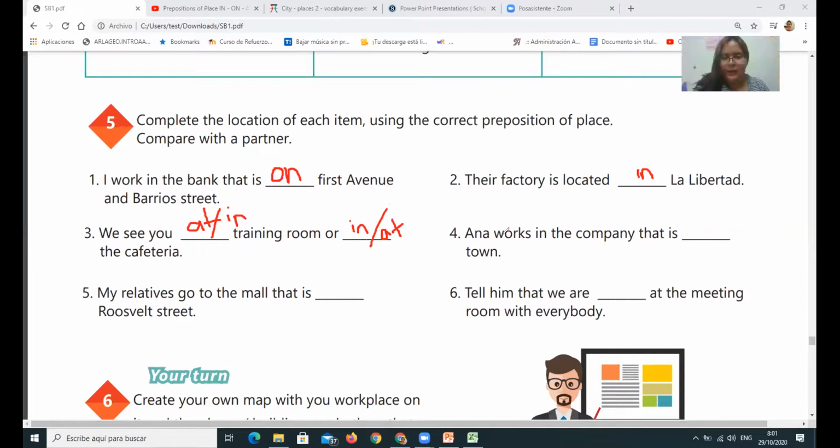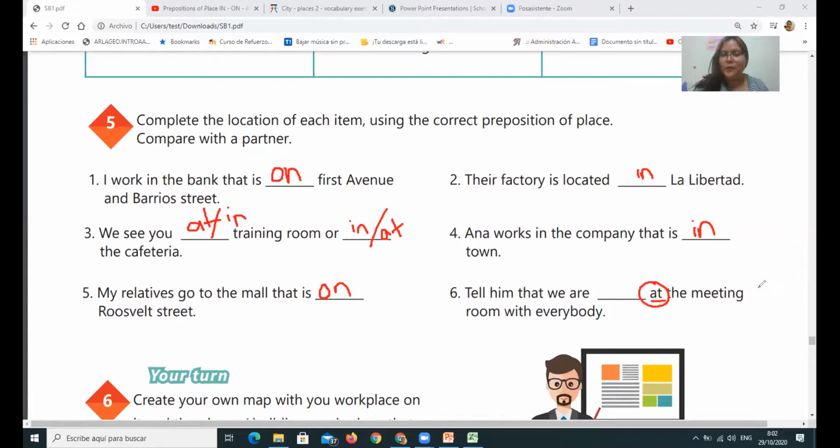Yeah, so number 4. Anna works in the company that is in, exactly, because we talk about the city. What about number 5? On. That is on, exactly, on Roosevelt Street. That's right. What about number 6? Tell him that we are, and we have the answer over here. Tell him that we are at the meeting room with everybody.